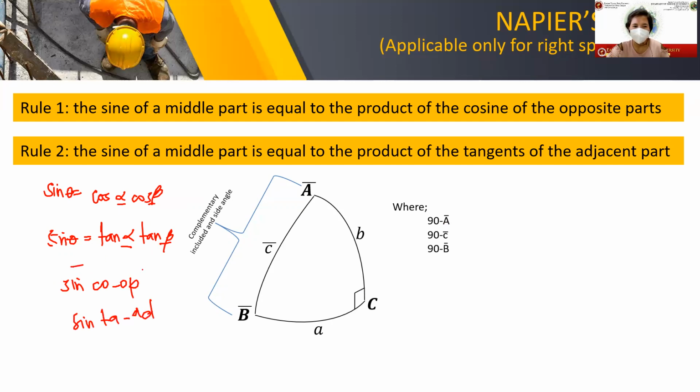Sin co-op means the sine of the middle part equals the product of the cosines of the opposite parts. And sin tan-ad means the sine of the middle part equals the product of the tangents of the adjacent parts. So sine equals cosine of the opposite, and sine equals tangent of the adjacent. So just remember sin co-op and sin tan-ad. Okay, mnemonics.